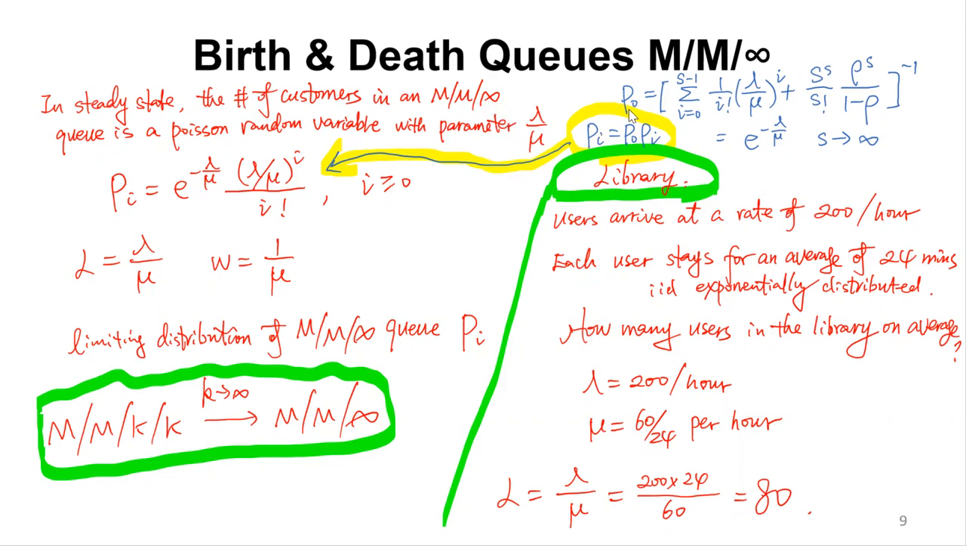Previously we calculated P0. P0 equals this if we have S going to infinity. As S goes to infinity, if you do some derivation, this actually equals exponential lambda over mu. But we know that Pi actually equals P0, and P0 is exponential of minus lambda over mu. What is rho I? Rho I is lambda over mu to the I over I square.